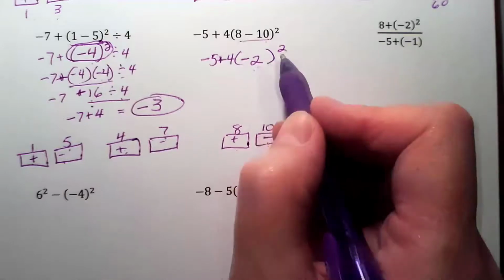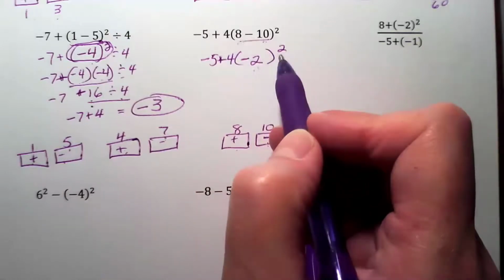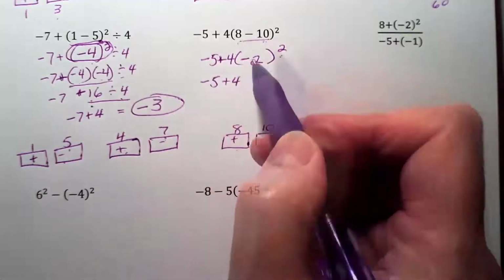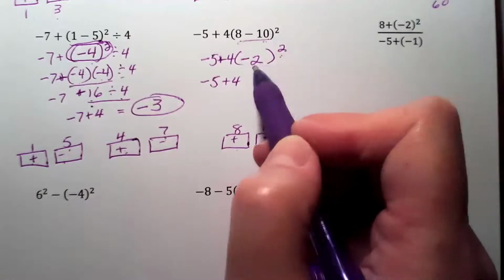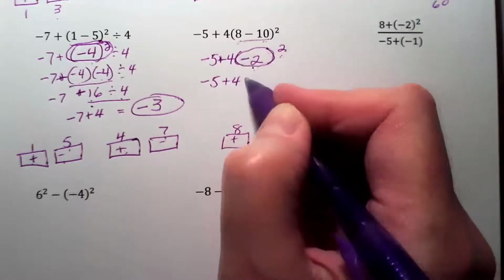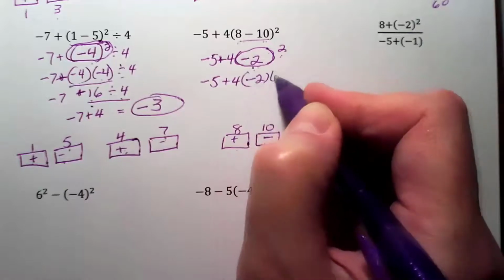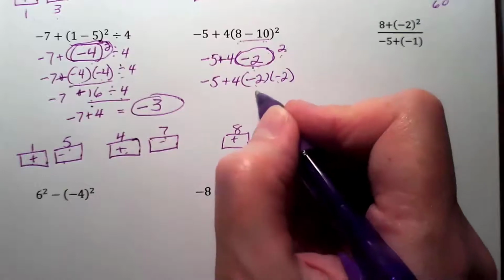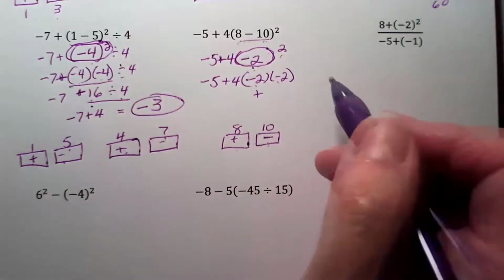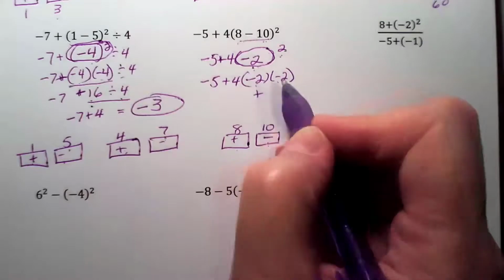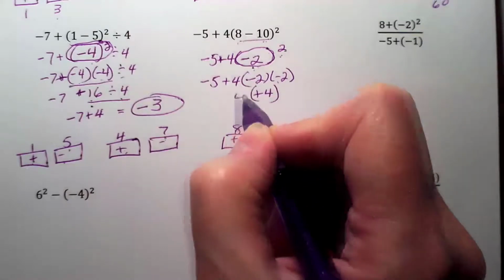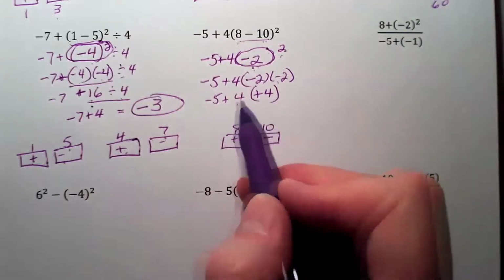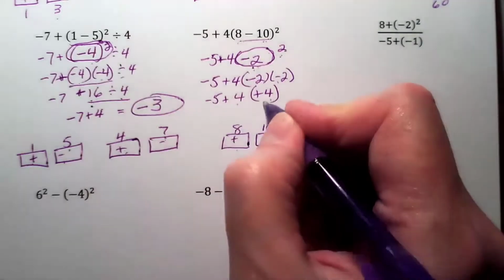Now I'm going to do exponents next, because first I did parentheses, then exponents, then I'll get into multiplying and dividing. So I have negative 5 plus 4 times negative 2 to the second power, which means I take negative 2 and multiply it times itself twice. A negative times a negative is a positive because that's an even number of negative signs. 2 times 2 is 4. I'm just copying everything down then. Then I have 4 times 4, which is 16.